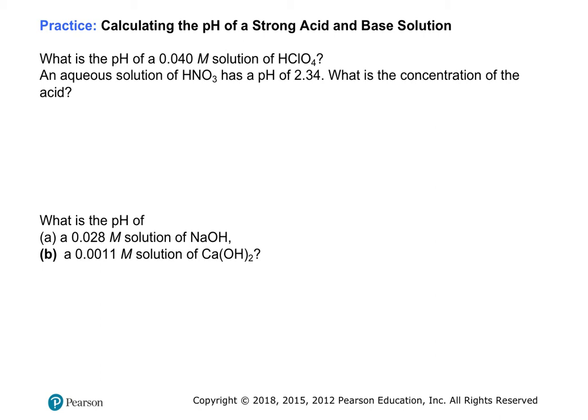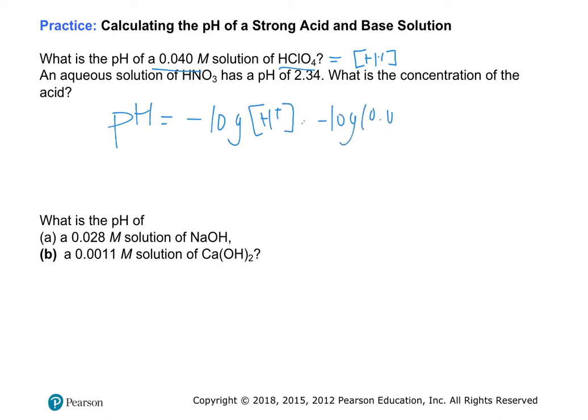So let's calculate the pH of perchloric acid when it's 0.04 molar. So we know that this is a strong acid, so the concentration of the acid here is the concentration of hydrogen ions. So to find the pH, we'll go pH is negative log of hydrogen concentration. So we'll do negative log of 0.040, and that will give us 1.40.